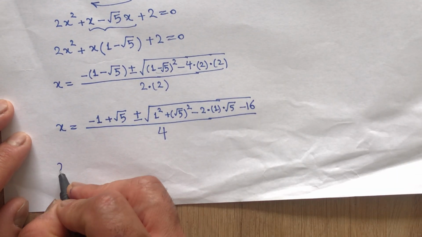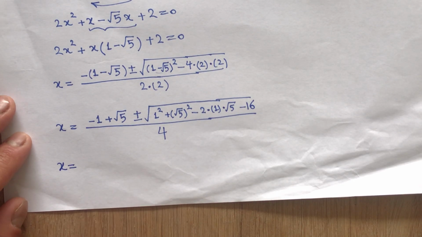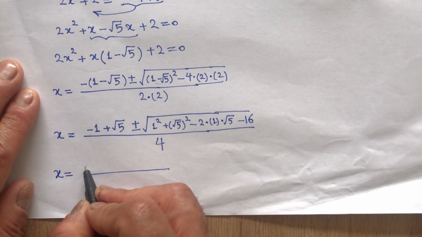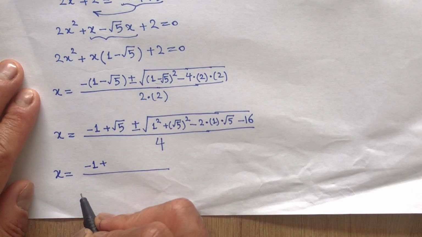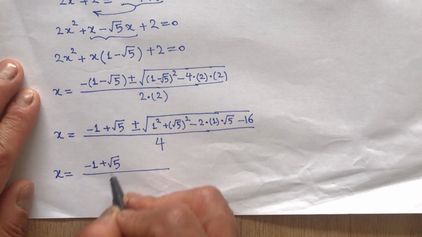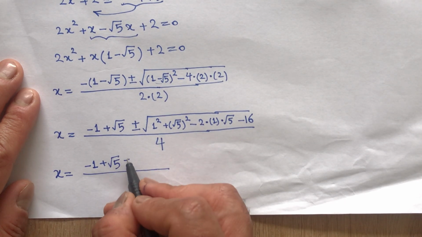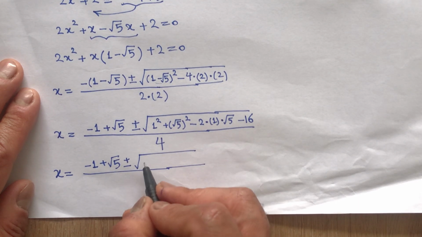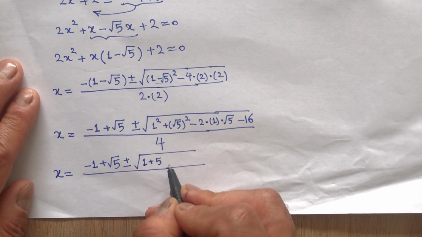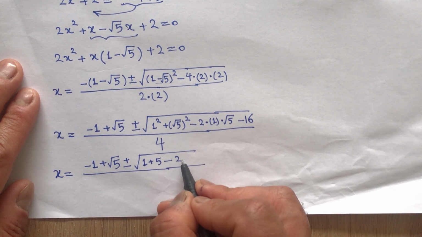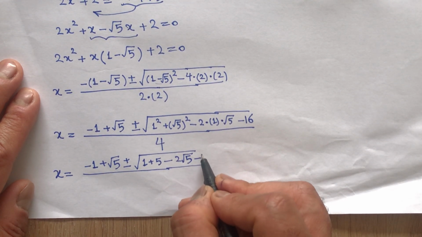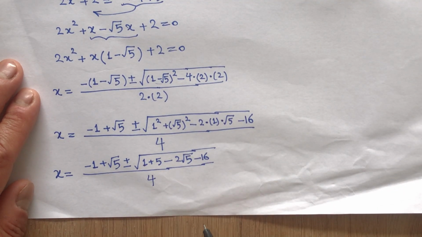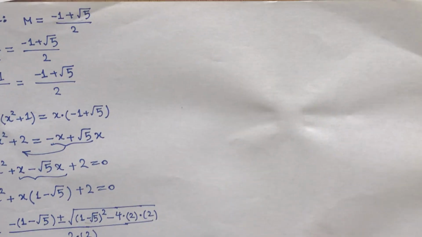So x equals, now very simple, minus 1 plus square root of 5 plus minus, here it's 1 plus 5 minus 2 times 5 minus 16 over 4. So I can write the rest here.